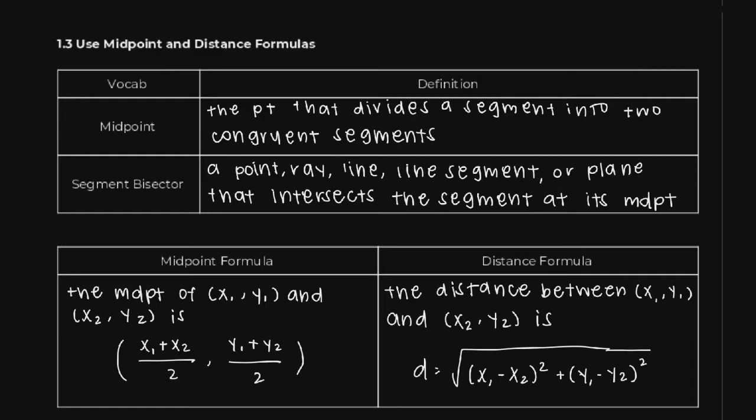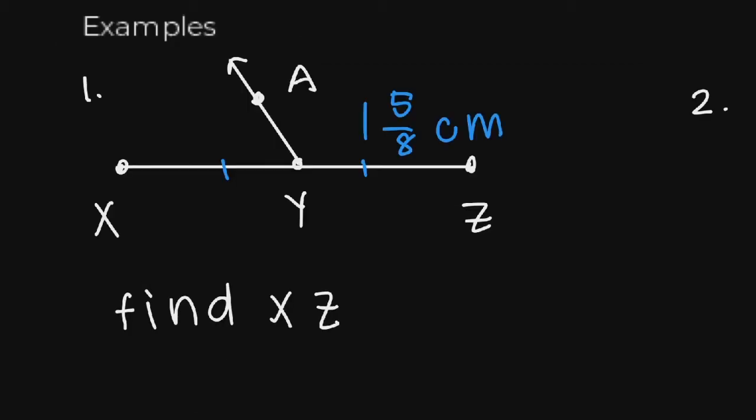The midpoint of (x1, y1) and (x2, y2) is (x1 plus x2) over 2 for the x-coordinate of the midpoint, and (y1 plus y2) over 2 for the y-coordinate of the midpoint. The distance formula states that the distance between (x1, y1) and (x2, y2) is d equals the square root of (x1 minus x2) squared plus (y1 minus y2) squared. So let's start with some examples.